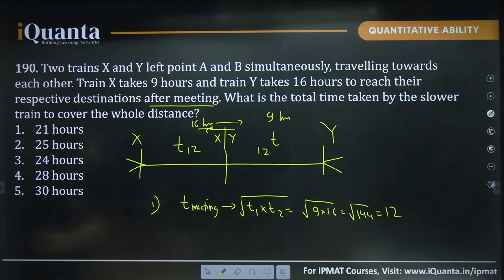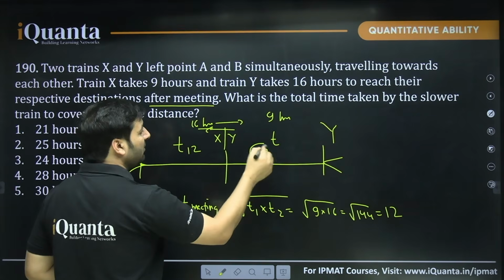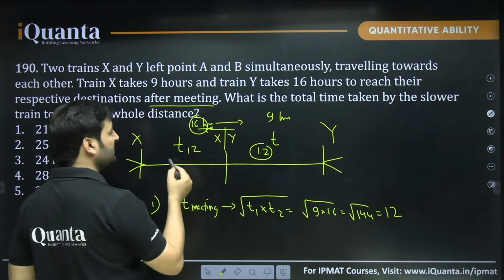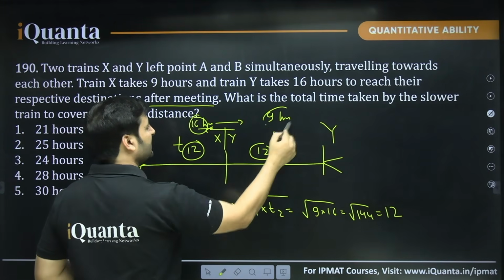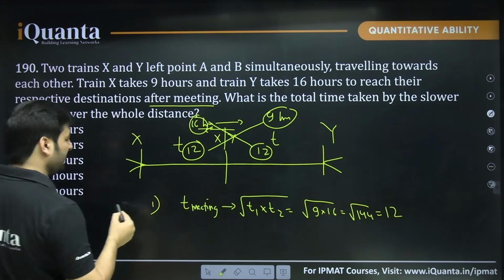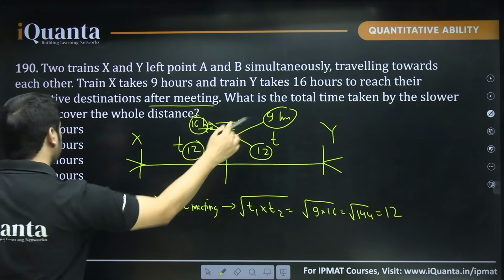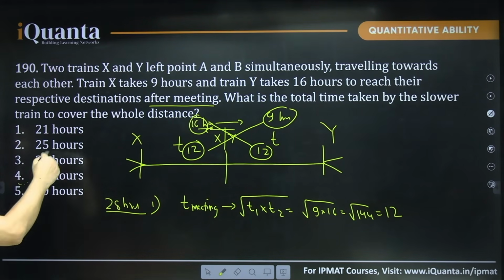After meeting, which train is slower? Obviously Y is slower, because Y took 12 plus 16 hours while X took 12 plus 9 hours. Y took total 16 plus 12, 28 hours. Y is the slower train. The faster train is X, X took 12 plus 9, 21 hours. So you can answer both the questions. 28 hours is my answer.